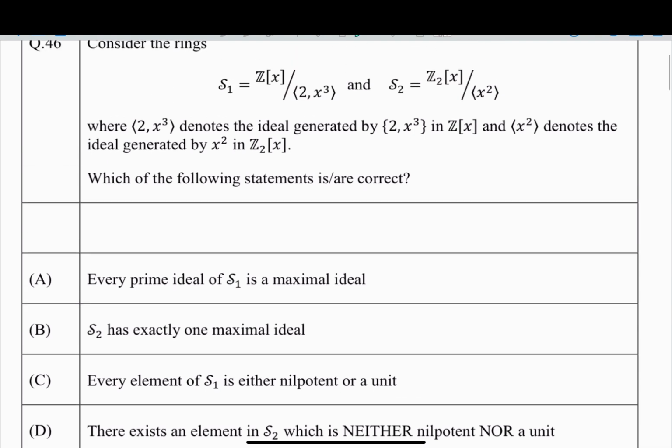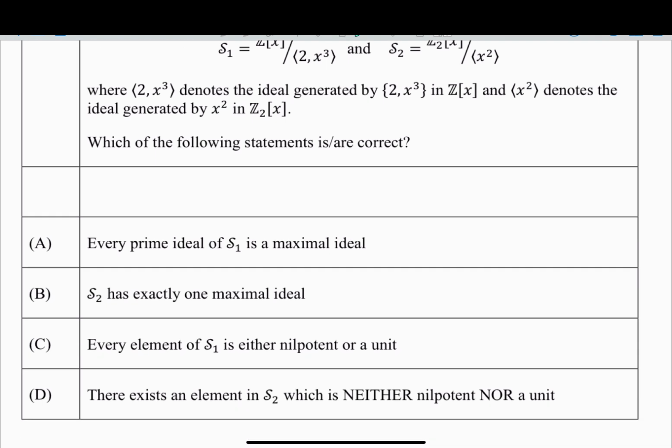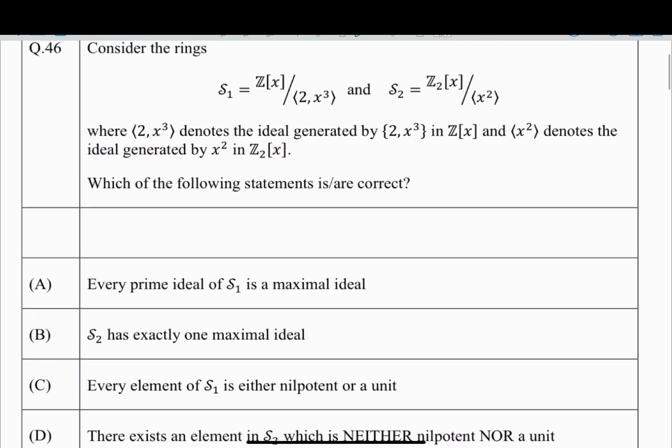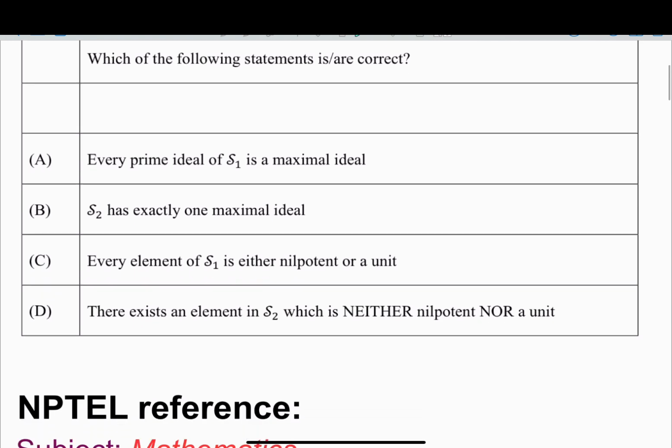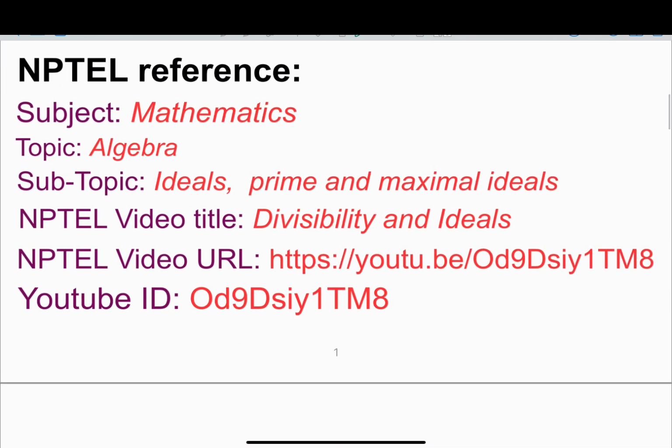Option A is every prime ideal of S1 is a maximal ideal. Option B is S2 has exactly one maximal ideal. Option C is every element of S1 is either nilpotent or a unit. And option D is saying there exists an element in S2 which is neither nilpotent nor a unit. Okay. So in order to solve this one, this is the NPTEL reference.